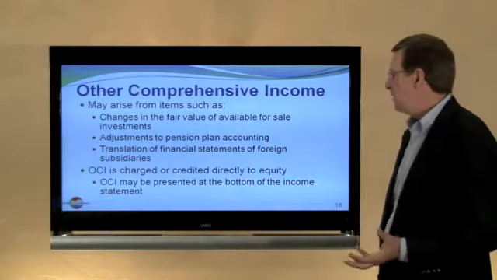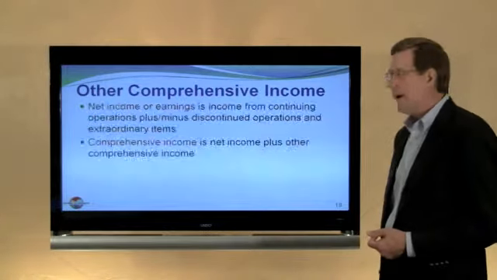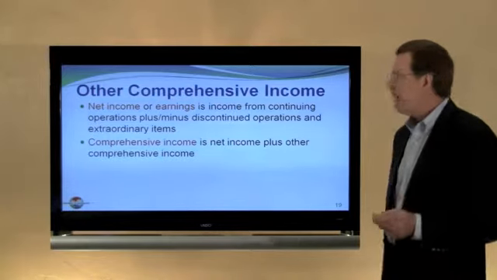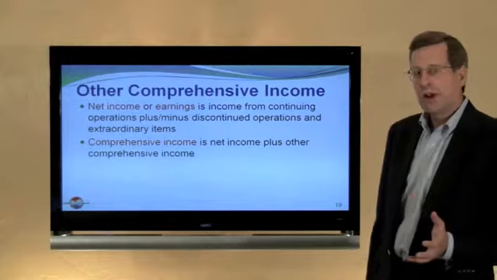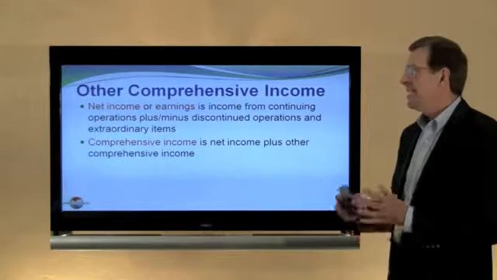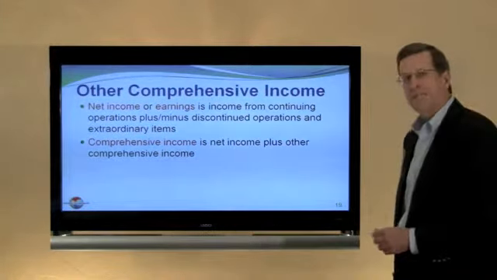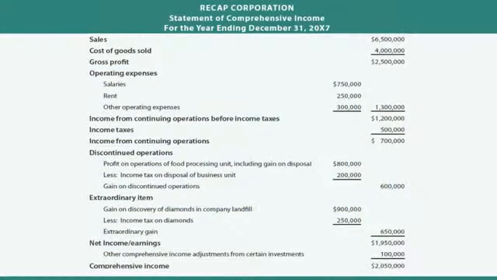We might present, as an alternative, other comprehensive income at the bottom of the income statement. Net income or earnings is income from continuing operations plus or minus discontinued operations and extraordinary items, whereas comprehensive income is the net income plus any other comprehensive income items. Here's an example where other comprehensive income is actually presented on the face of the income statement. This is the less than normal scenario. Oftentimes a company will present the OCI in a separate statement or directly in stockholders' equity, but it's just for that very narrow group of specifically identified items that we treat them as components of other comprehensive income.